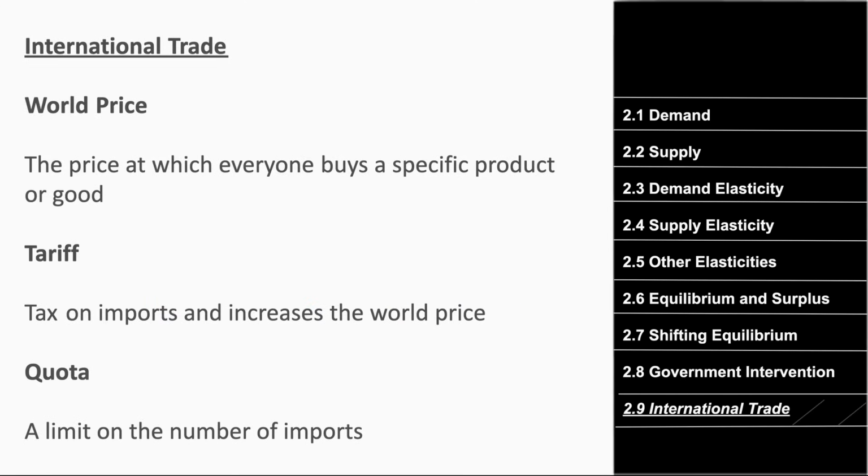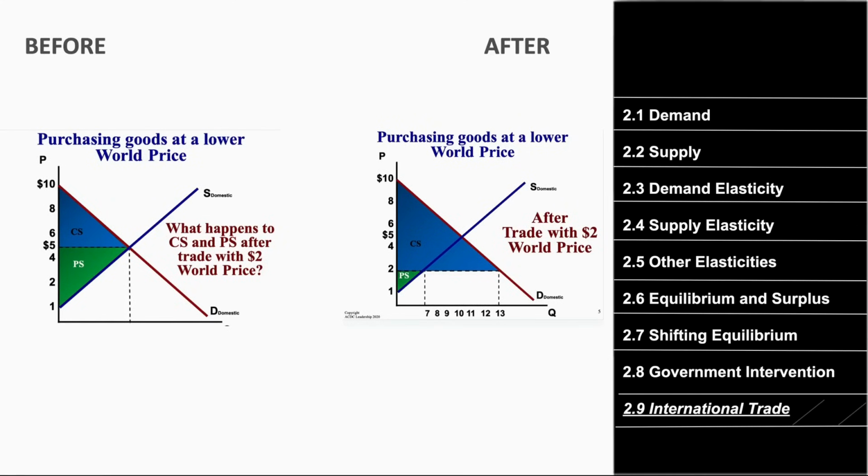Then we have international trade. First, we have a world price. The world price is just a price at which everyone buys a specific product or good. A tariff is a tax on imports and increases the world price, and a quota is a limit on the number of imports. So let's actually apply this to supply and demand. This is before international trade, a basic supply and demand graph. The x-axis is quantity, y is price, supply, demand, consumer surplus, producer surplus.